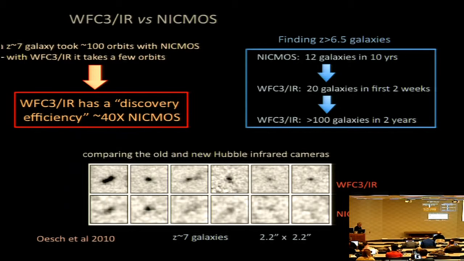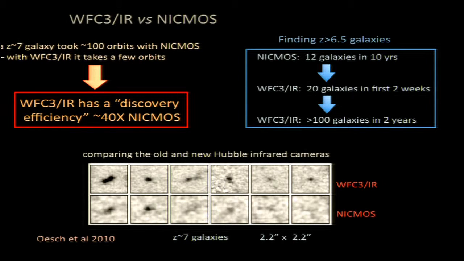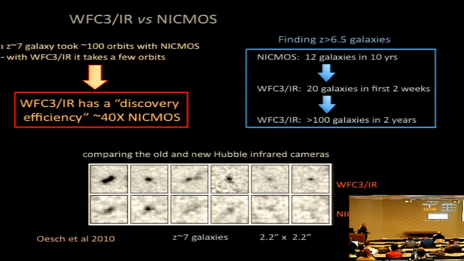But fortunately, they really have made a huge difference, and we can demonstrate to the taxpayer, to Congress, to the administration, that great science is coming out of these. And one of the reasons is that we put instruments on that have a huge gain in discovery efficiency. WFC3 is 40 times NICMOS. So what took 100 orbits to find with NICMOS, typically we now can find in a couple of orbits.